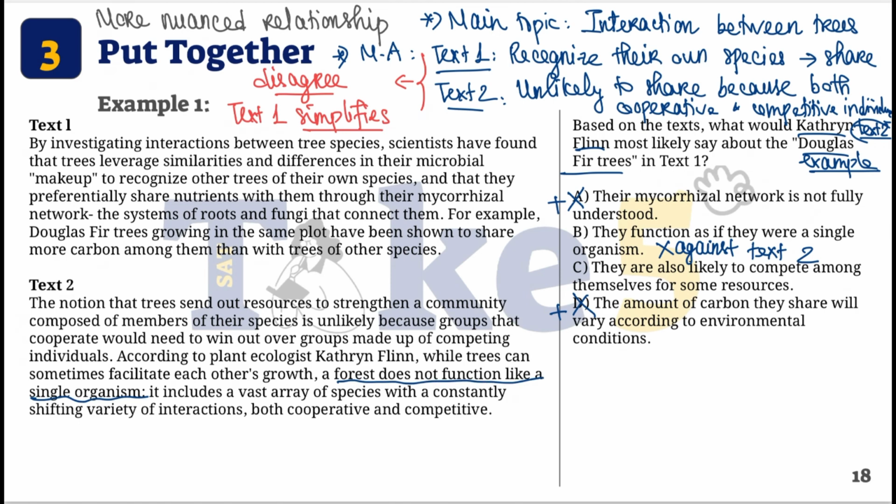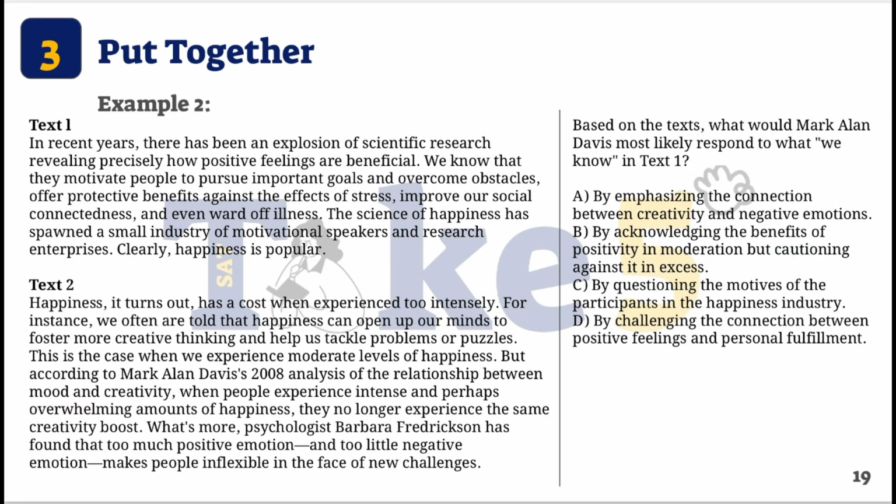C is in fact a correct answer because it points out an example that a species can both cooperate and compete, which not only disagrees with the pure collaboration theory of text 1, but also supports the shifting interaction theory of text 2. Moving on to the second example, both texts talk about positive feelings, or happiness in particular.